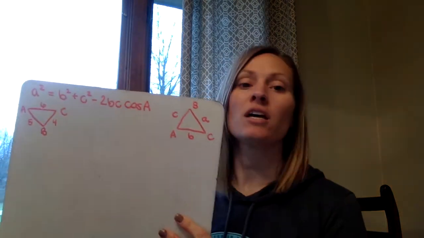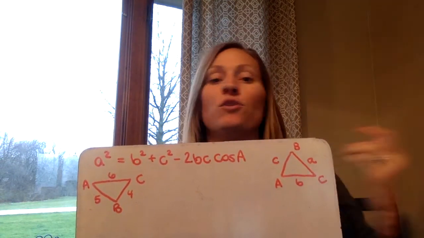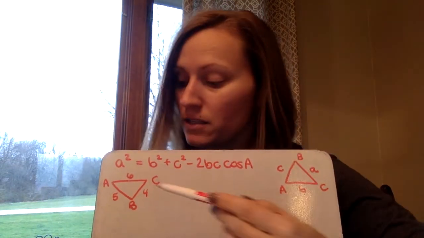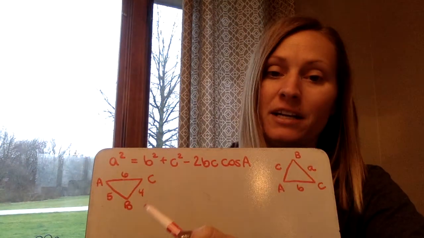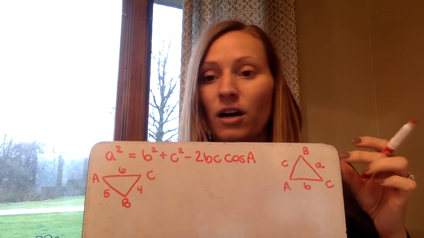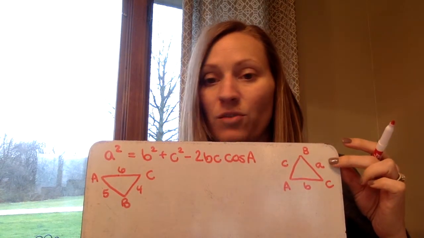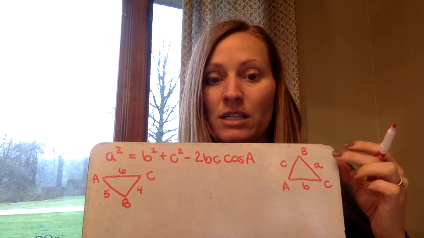Hey guys, today we are going to talk about the law of cosine. So, if you recall, the law of cosine is a squared is equal to b squared plus c squared minus 2bc cosine of A. And similar to our law of sine, here is our triangle where our angles are across from our little side lengths.